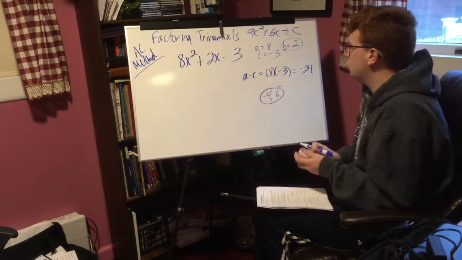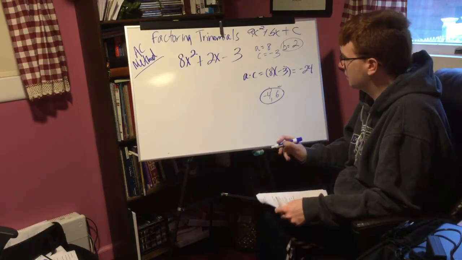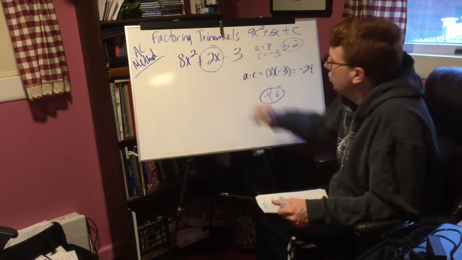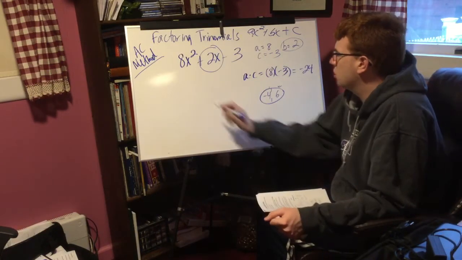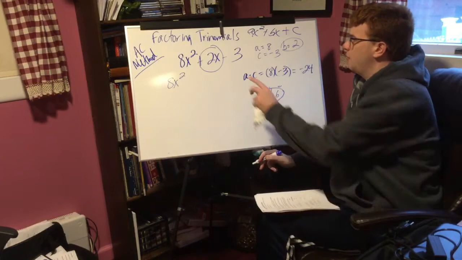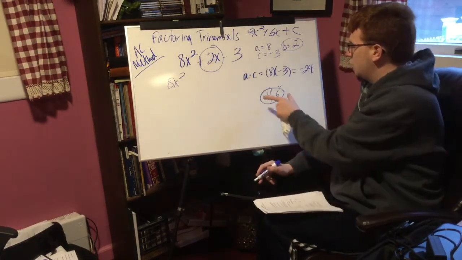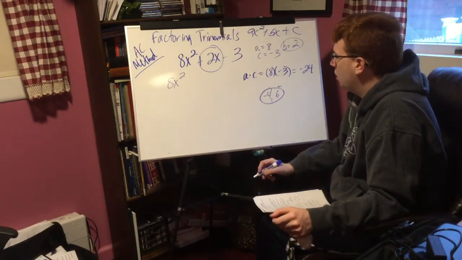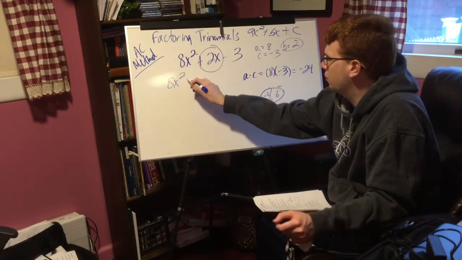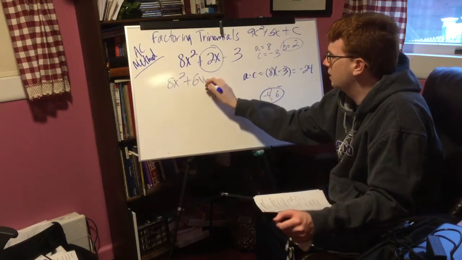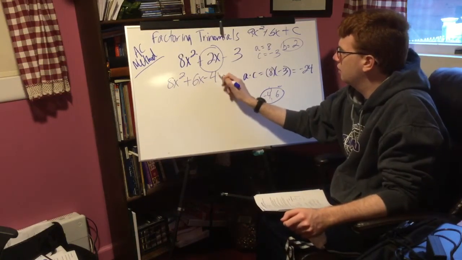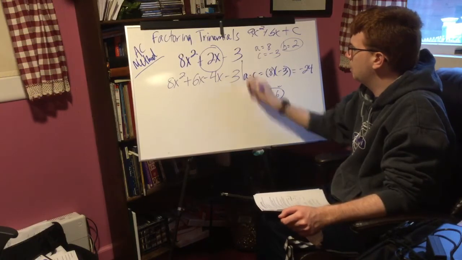We're going to use the integers negative 4 and positive 6. And we're going to rewrite this middle term using those numbers. So the 8x squared comes down as is. However, I'm going to break apart the middle term and use the two integers I found. I'm going to put the positive 6x first, and then I'm going to put minus 4x. And then the minus 3, the constant, comes down as is.